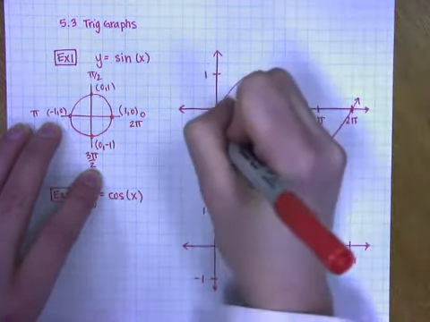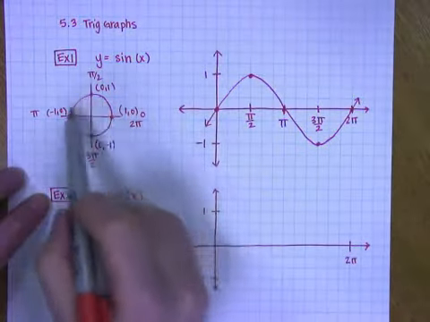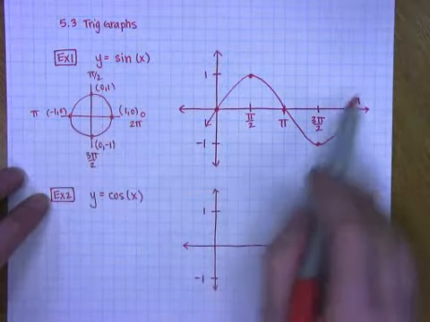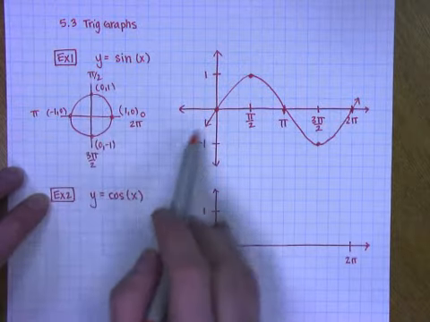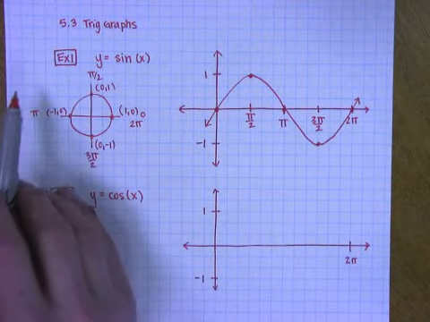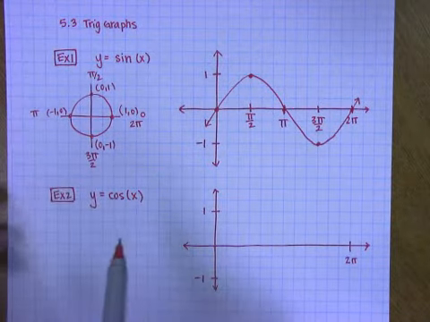Please make sure to put arrows on your graph. It is the case that we can keep going around and around the circle, which means this wave keeps going on and on forever. And we can also go backwards, so we can go in the negative direction. I'll show you that on the calculator in just a second. Actually, maybe I'll do it right now.